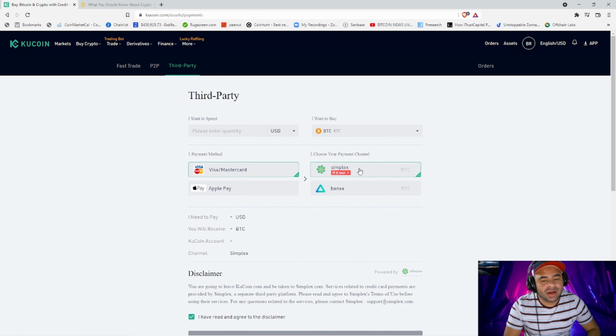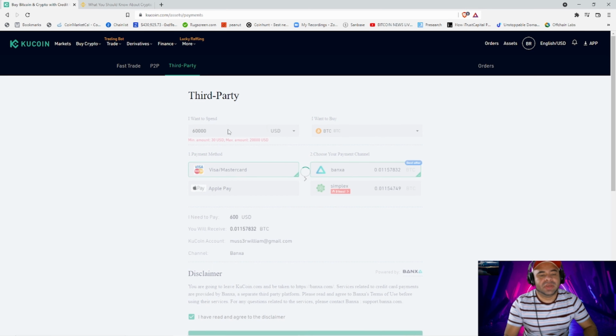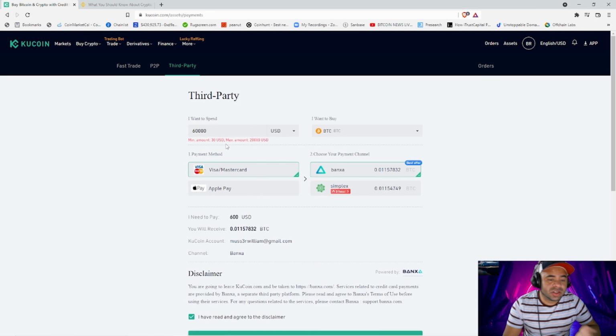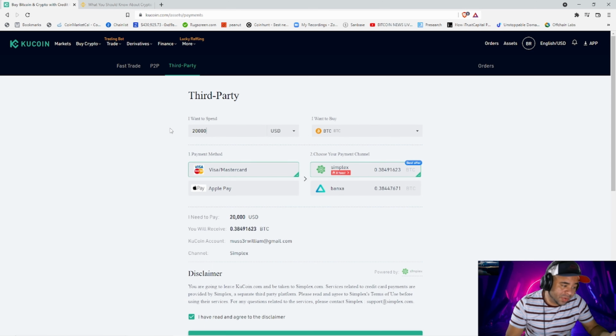They do try and recommend what would be best here in this case as far as how much you would get. So if I wanted, I don't know, $60,000 worth of BTC, as you can see right here, minimum amount 30 USD, maximum amount 20K. So I can only do 20,000 a day because of my KYC not being complete. So this is how much BTC I can get with that, right? 0.382. And they're telling you this is how much you'll get. And then Banxa is also telling you this is how much you'll get.